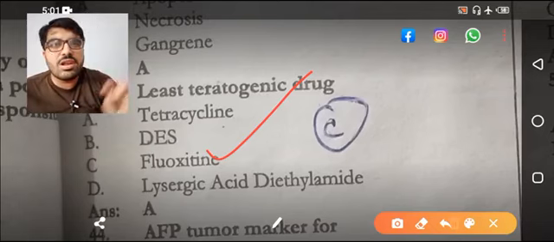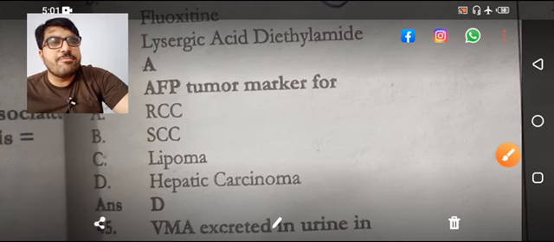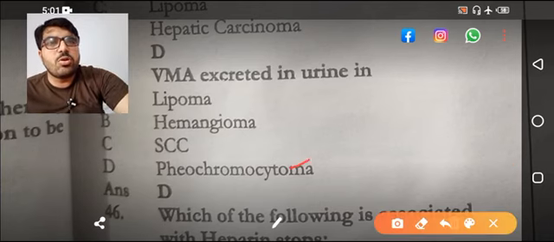The least teratogenic drug. AFP, hepatic CA or hepatoma. VMA, that is vanillyl mandelic acid, pheochromocytoma.